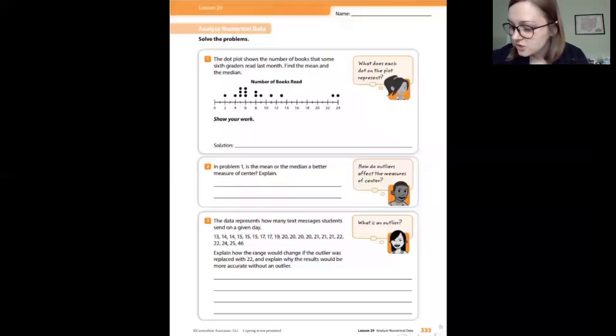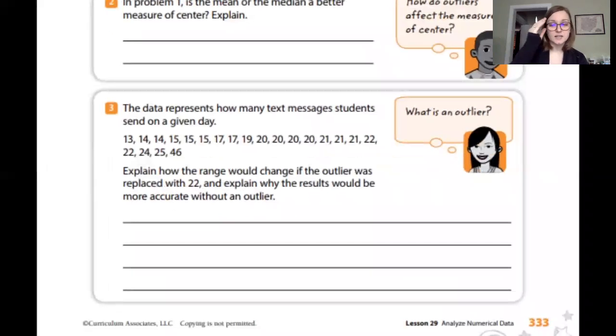There are some questions a lot like this on 333, and they talk about it a little bit on 329 of your packet. So make sure you keep in mind looking for those outliers. So for example, if I'm taking a look at a list of data instead of a dot plot, notice that it goes 13, 14, right? And they're all pretty close to each other, 22, 24, 25. And then we have this 46. That is way further away from most of the data. So in this case, my 46 is my outlier, right?